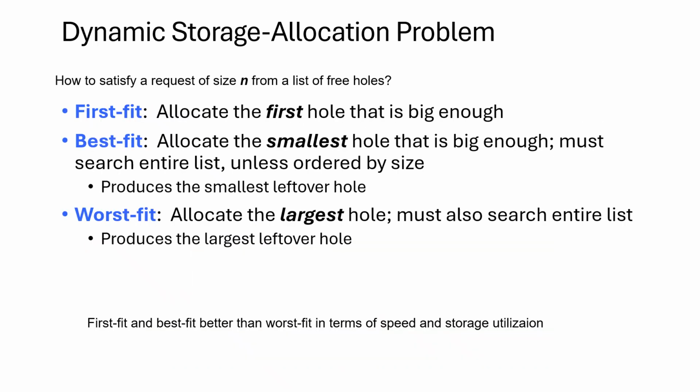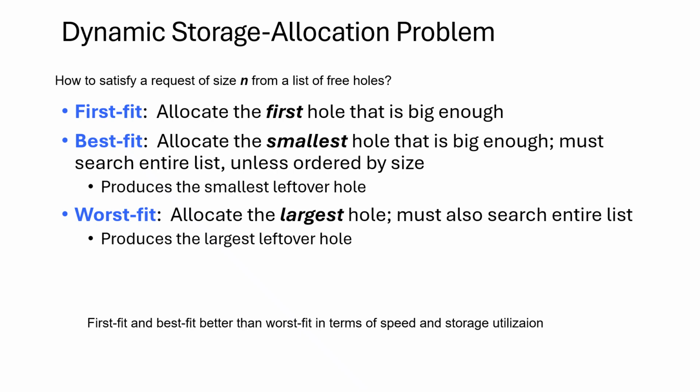Dynamic storage allocation: first fit, best fit and worst fit. How to satisfy a request of size n from a list of free holes. First fit: allocate the first hole that is big enough. So wherever you have a process you want to load, we are going to fit it in the first available hole. The problem is that if the hole size is larger, then most of the space will be wasted.